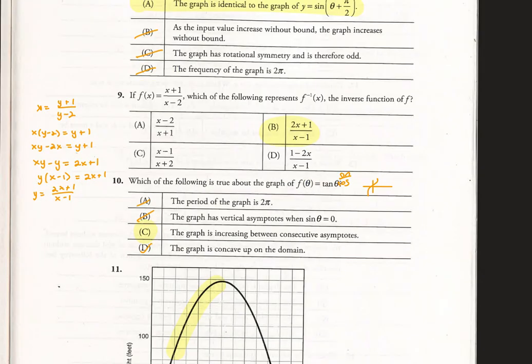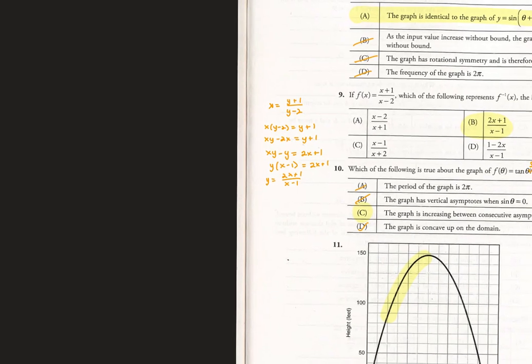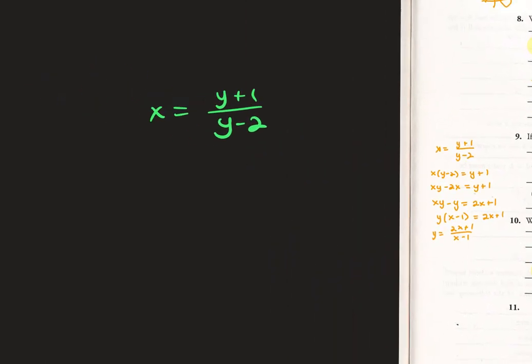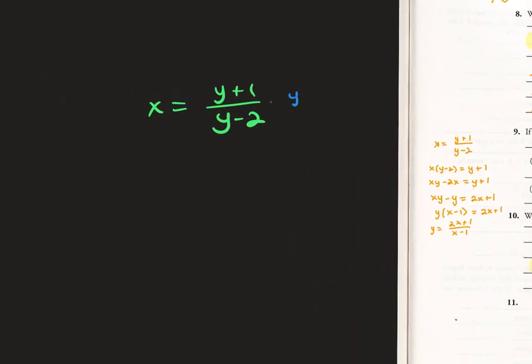All right. Oh, it's also an inverse question. f of x is x plus 1 over x minus 2. Which of the following represents f inverse, f negative 1? So same process. You're changing your y, which is your f of x, to x, and your x's to y's. And then we have to solve for the new y. So I have to multiply, xy minus 2x equals y plus 1.